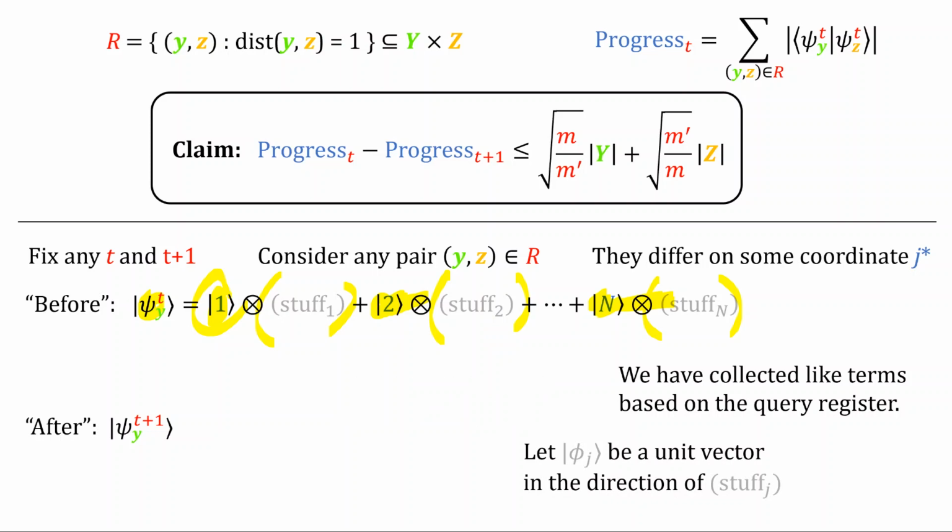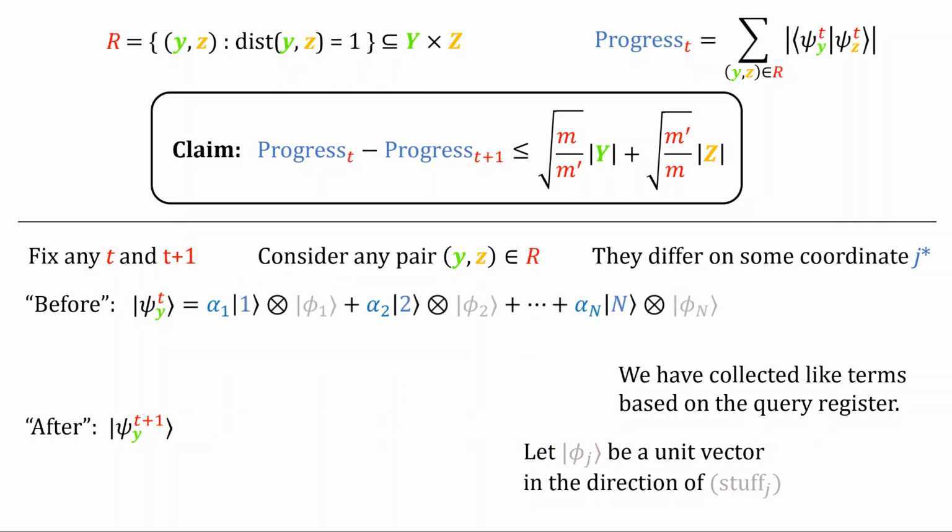Okay, now what we'd like to understand is how much amplitude psi y has on each of these pieces. So we should rewrite it a little bit so that it becomes more clear. Whatever this jth stuff is, let's let phi sub j be a unit vector in that direction. So we'll normalize each of these so that it's coefficient times phi j. This is a better way to write it: amplitude alpha 1 times ket 1 tensor unit vector, plus amplitude alpha 2 times ket 2 tensor unit vector, and so forth.